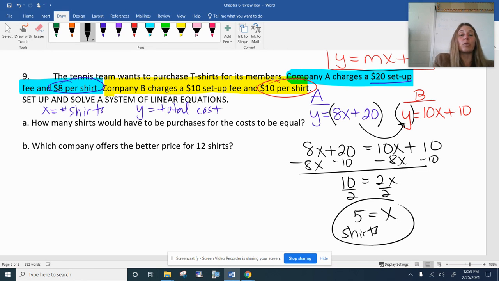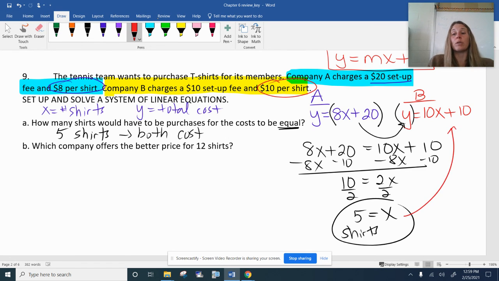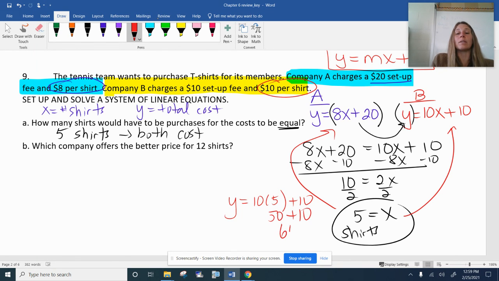shirts. So how many shirts would have to be purchased for the cost to be equal? 5 shirts. At 5 shirts, they're both going to cost the same. They both cost, well, how do we know what they both cost? You have to plug this into one of those original equations. So let's say I do y equals 10 times 5 plus 10. 50 plus 10 is $60. If I did the other one, 8 times 5 plus 20, 40 plus 20 is 60.